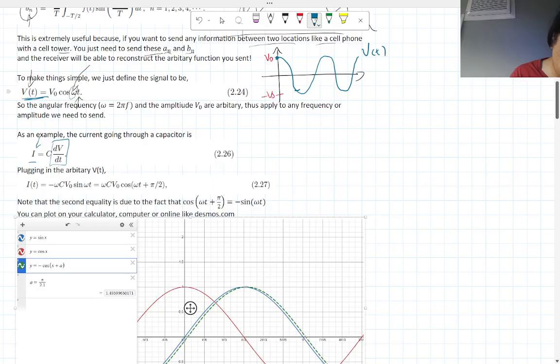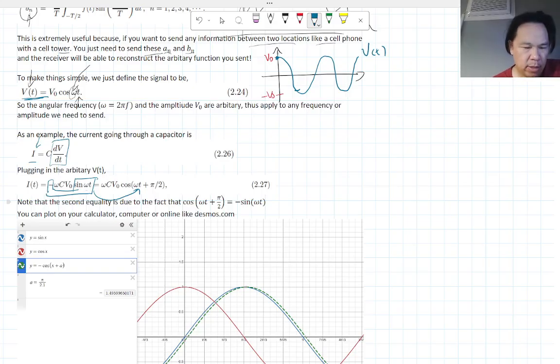If we differentiate this function, the derivative of cosine is negative sine, but you also pop out an extra factor of omega, because that's considered a constant right now. You end up with negative omega C times V0, that stays there, times sine instead of cosine. In fact, the negative of the sine function, this whole thing here, is the same thing as a cosine function with a plus pi over 2 phase shift.